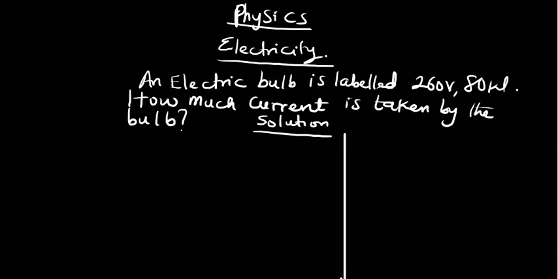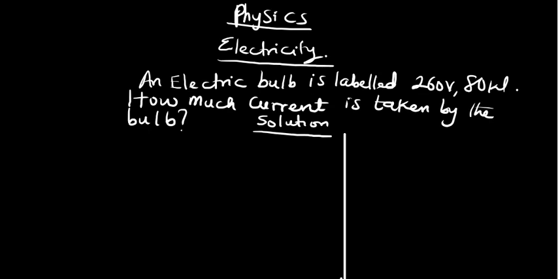So, what we are doing in this question is a question on electricity. So, what's the question? An electric bulb is labeled 260 volts and 80 watts. That 80 watts represents power. That 260 volts represents voltage or potential difference. How much current is taken by the bulb?